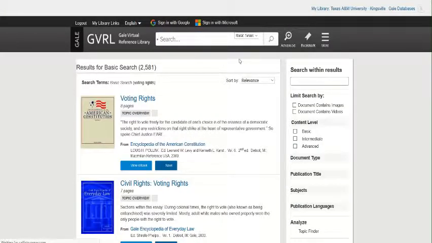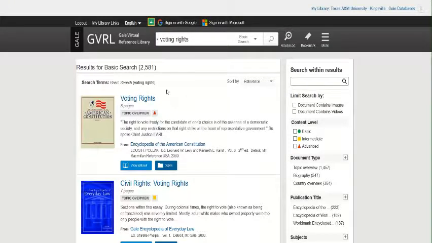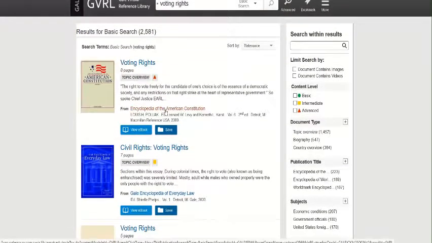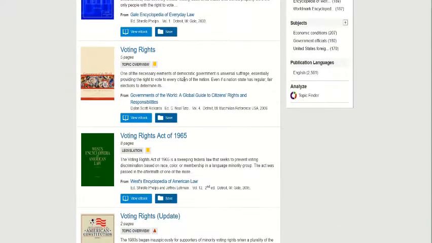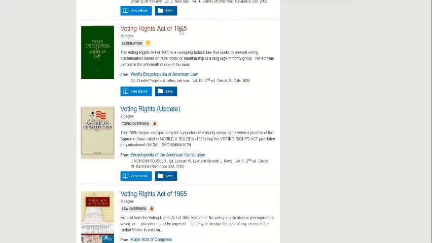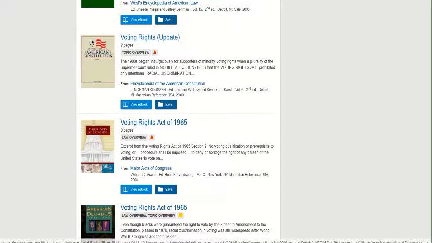Let's see a bunch of different suggested topics. Voting rights, 8 pages from the Encyclopedia of American Constitution, 7 pages from the Gale Encyclopedia of Everyday Law on civil rights, specifically the civil rights movement, or actually just the civil right of voting rights. 5 pages from Governments of the World, A Global Guide to Citizens' Rights and Responsibility, Voting Rights Act of 1965 from West's Encyclopedia of American Law, the update from the Encyclopedia of the American Constitution.